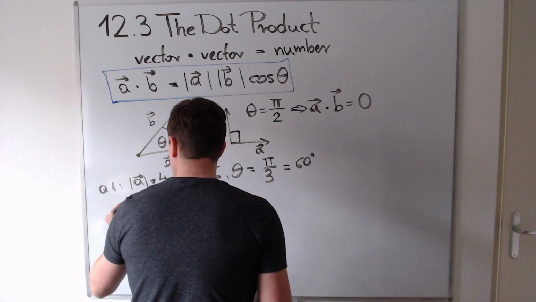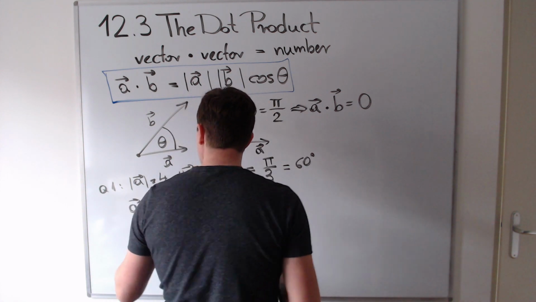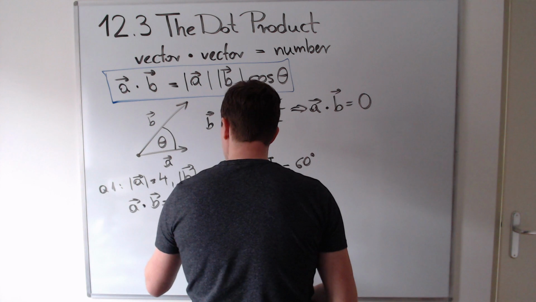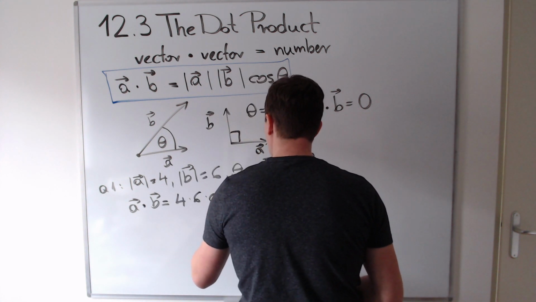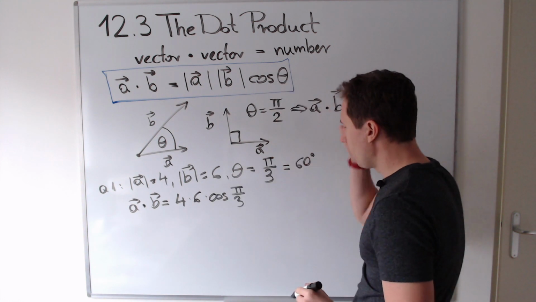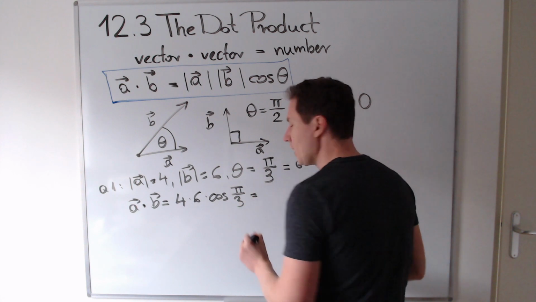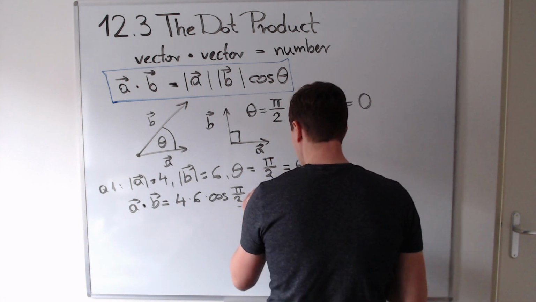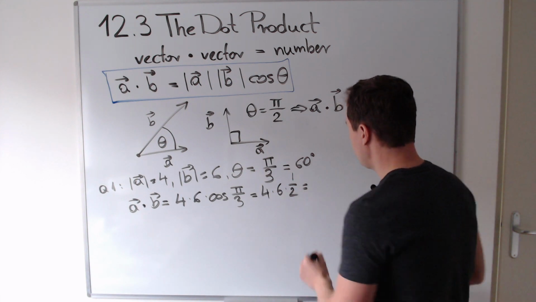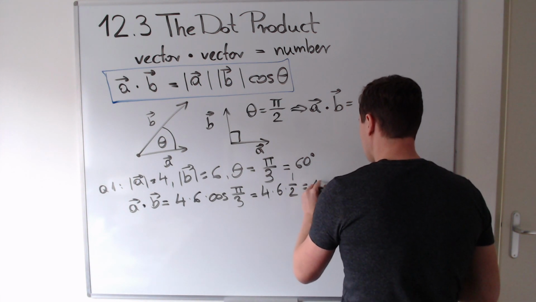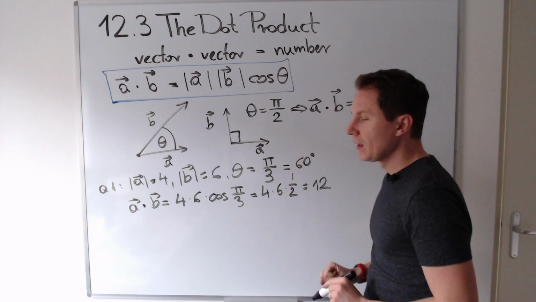It's a simple calculation where you just apply that formula. So you take the length of A times the length of B times the cosine of the angle between them. Well, you might remember that for pi over 3, 60 degrees, the cosine takes the value 1 over 2, so half. So that's just 24 divided by 2, that's 12, for the dot product.